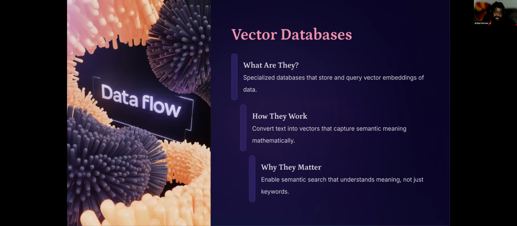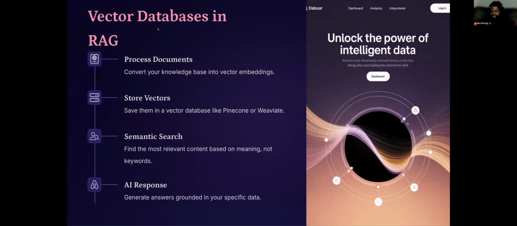Vector databases, right? What are they? They're specialized databases that store and query vector embeddings of data, which is just a super fancy way to say that. Also, the way that they work, like I said, they convert text into vectors that capture semantic meaning mathematically, because we know how computers work, and that's what they want. And why do they matter? They enable semantic search that understands meaning, not just keywords. So, not just the words, they actually understand the meaning behind the words based on how it weights certain things, which is super powerful.